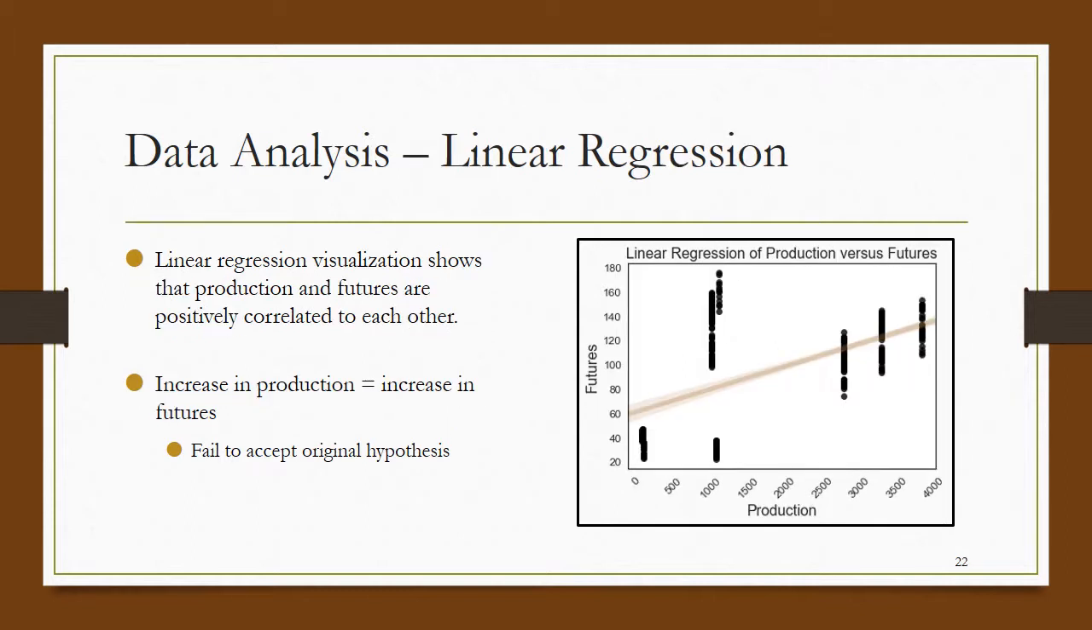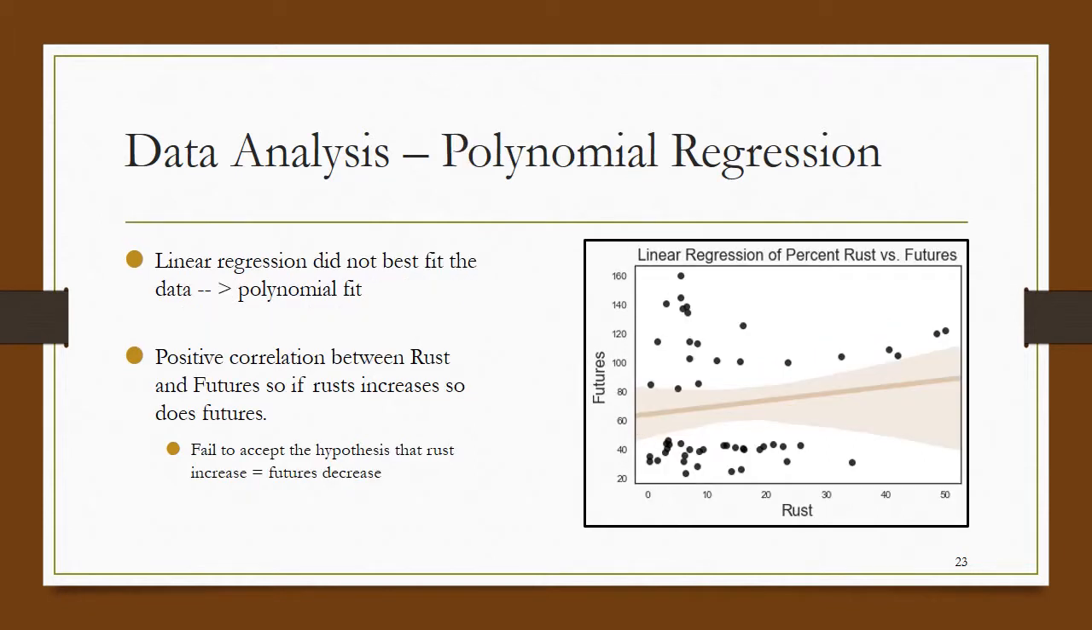This visualization shows production and futures are positively correlated to each other, meaning an increase in production equals an increase in futures. I failed to accept the original hypothesis that an increase in production would mean a decrease in futures. Linear regression did not fit the rust versus futures data, so I used a polynomial fit. There is a positive correlation between the variables, which is the opposite result of what we saw earlier in the correlation matrix. Let's examine this more carefully to see if this original hypothesis should be rejected.